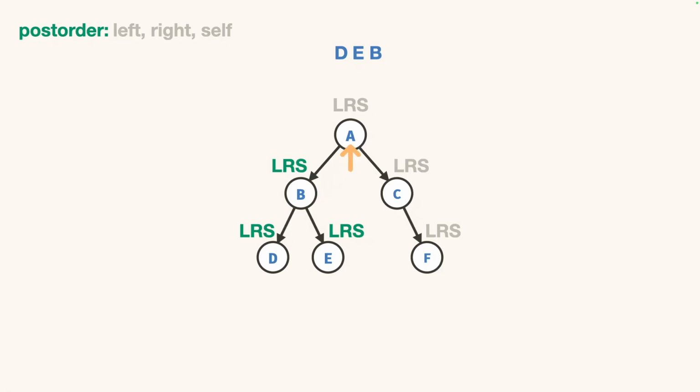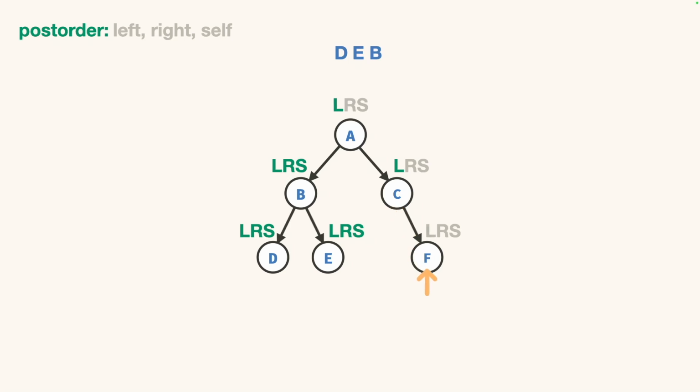From this root node A, I just finished processing its entire left subtree. So the left step is done. Now I want to head to the right. So now I'm at the C node. C has no left, so it's trivially complete. But now I want to go to the right of the C node. So I go down to the F node.